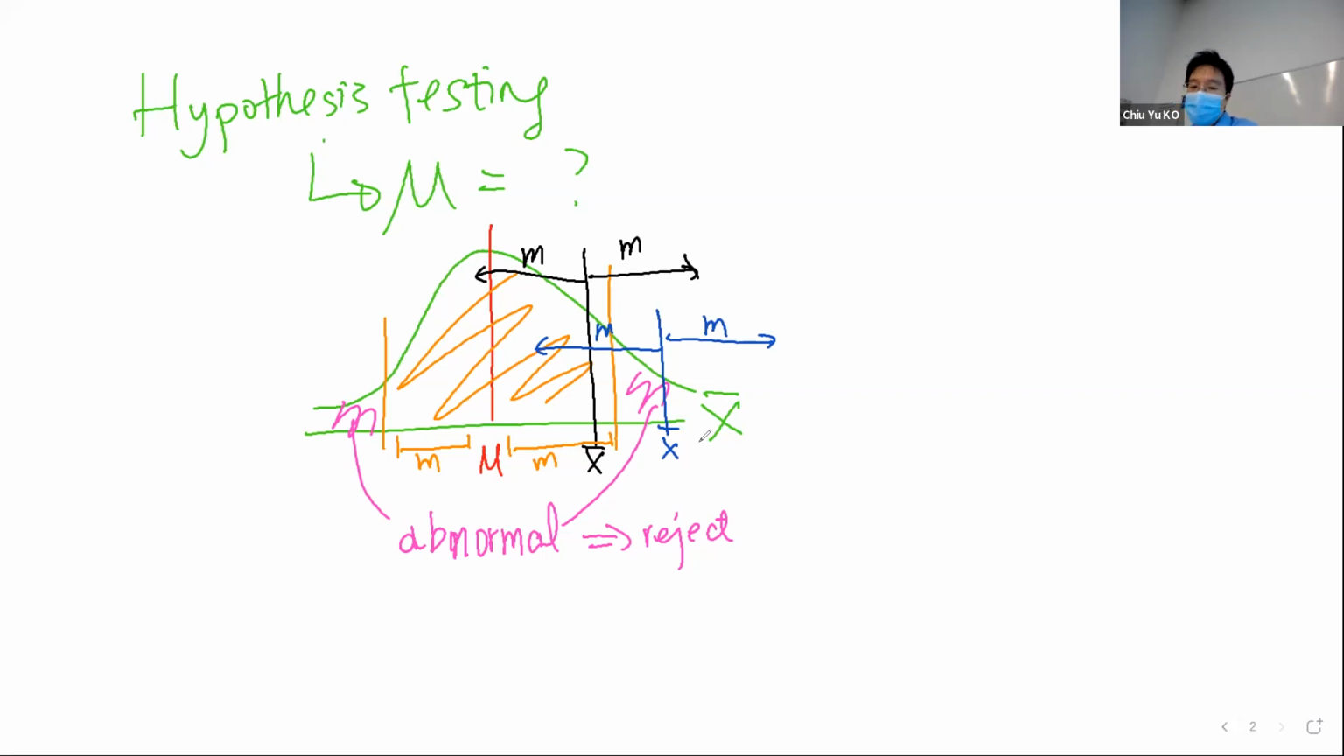Of course, the M would depend on whether you know sigma or not, right? If you know sigma, the M will just use the Z, the same as in interval estimation, right? M will be this. If I don't know sigma, the M will be this guy.